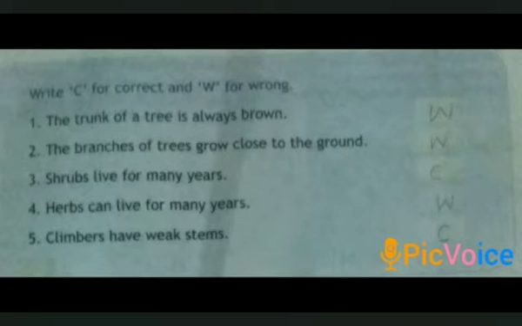Children, all of you take page number 13 to do our book back exercise. Write C for correct and W for wrong. First one, the trunk of a tree is always brown. Is it correct, children? No, we saw the trunk of some trees like palm and peepal have whitish color. So it is wrong. Second one, the branches of trees grow close to the ground. Is it correct? No, the branches of the trees grow high above the ground. So it is also wrong. So you want to write W.